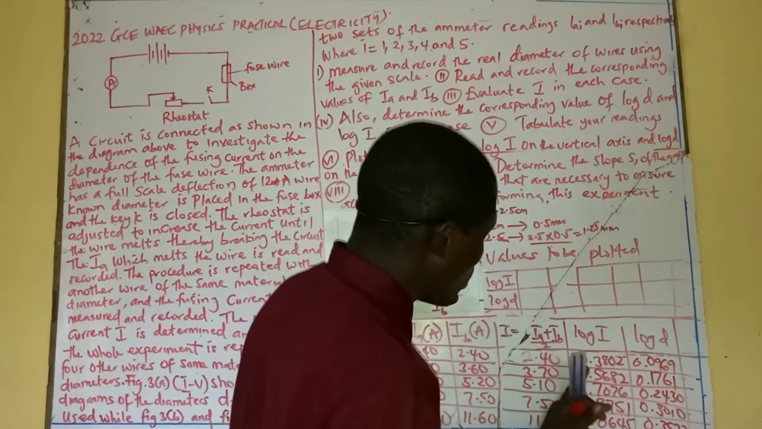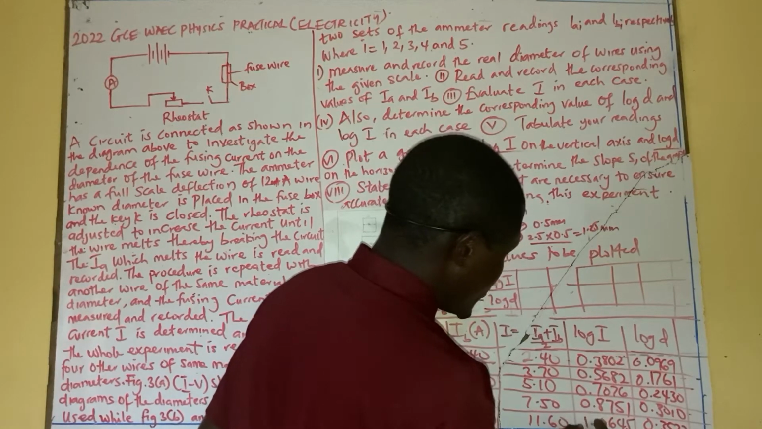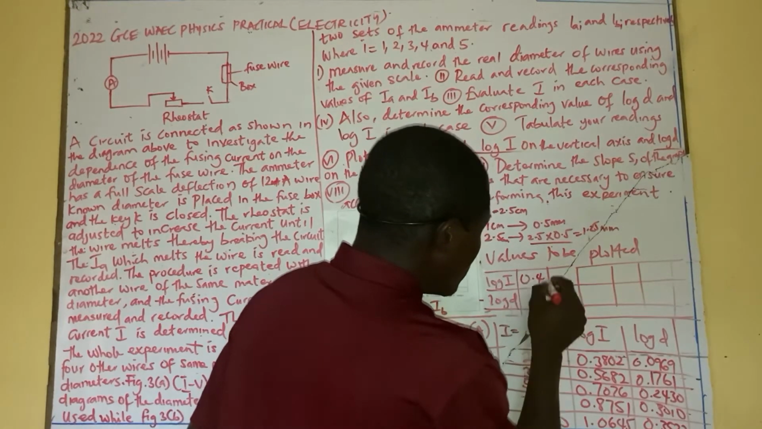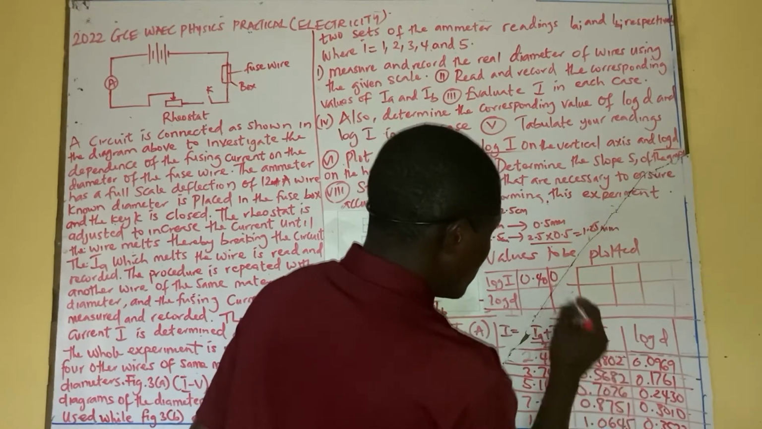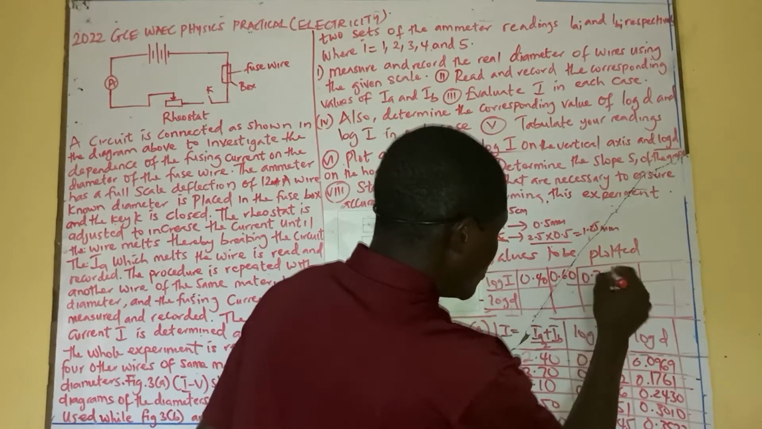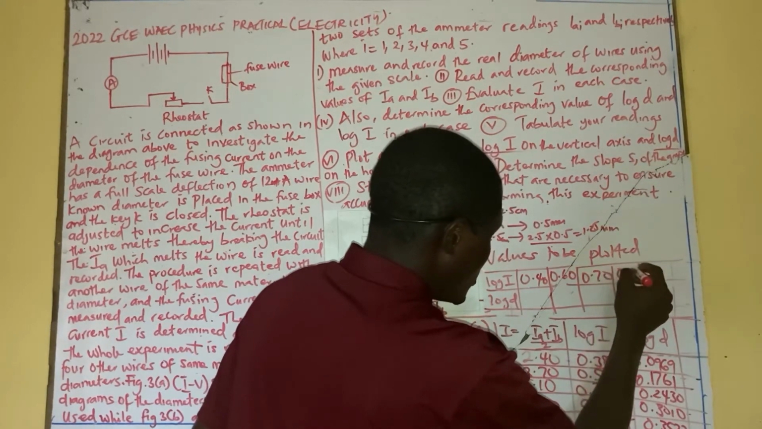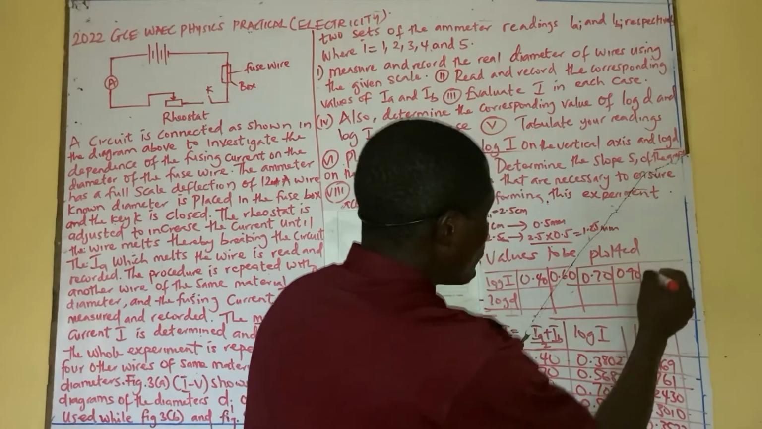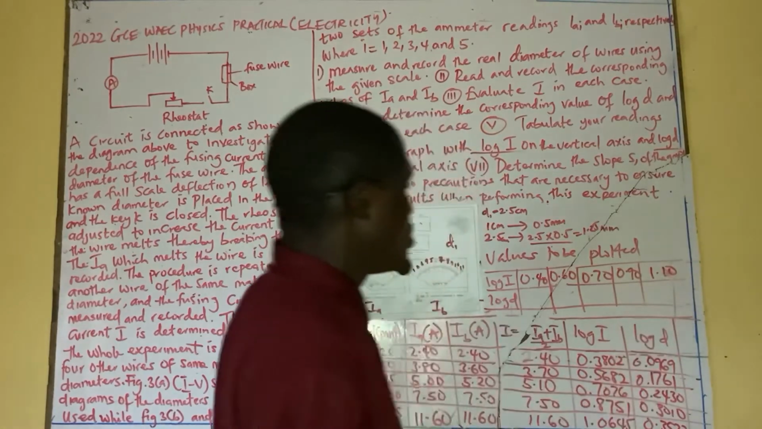Now look at this for the log I, which is going to be on the vertical axis. To 1 decimal place, this is going to be 0.40, then 0.60, then 0.70, then 0.90, please follow, and then 1.10. So that is that about that one.